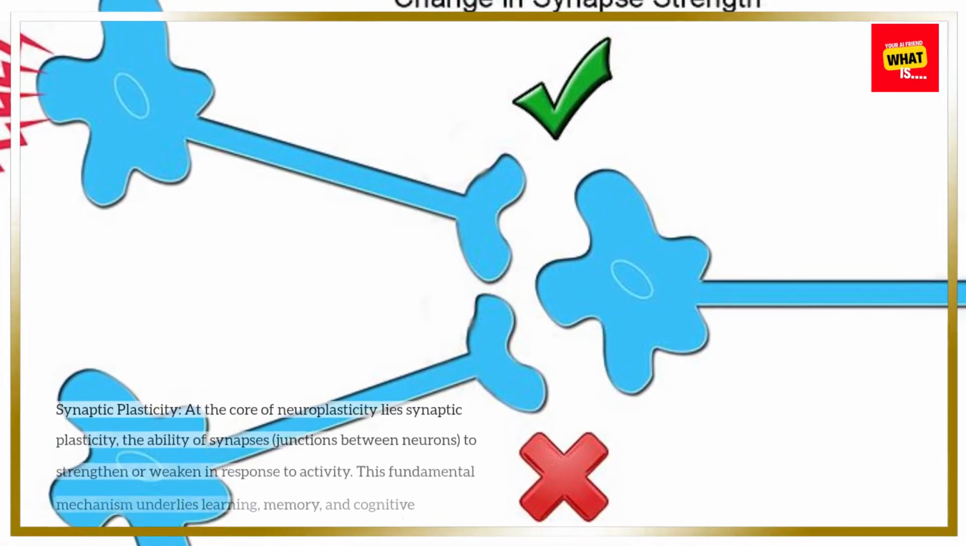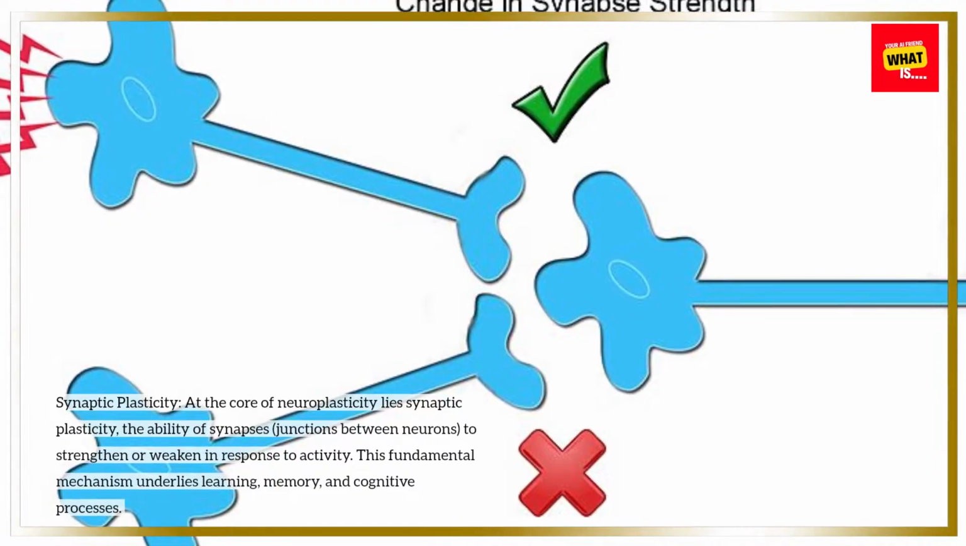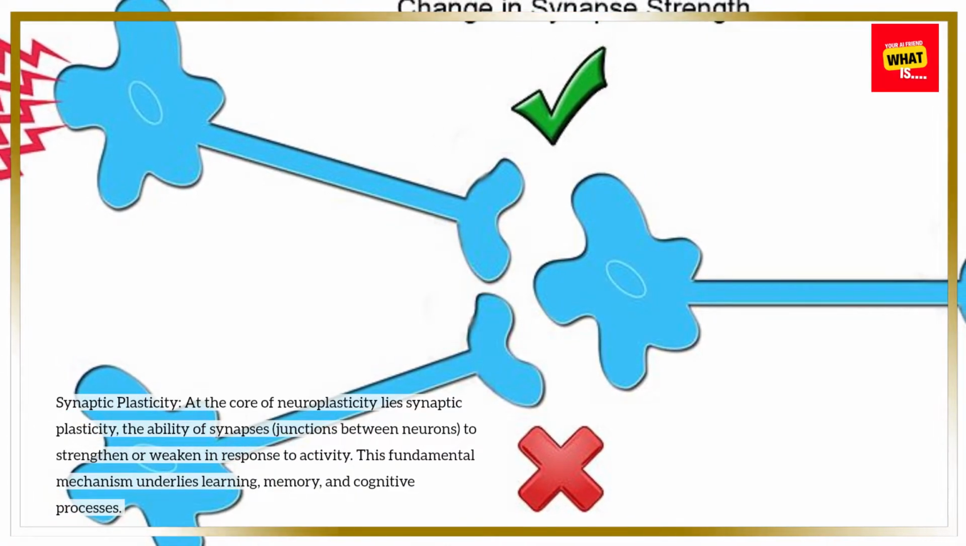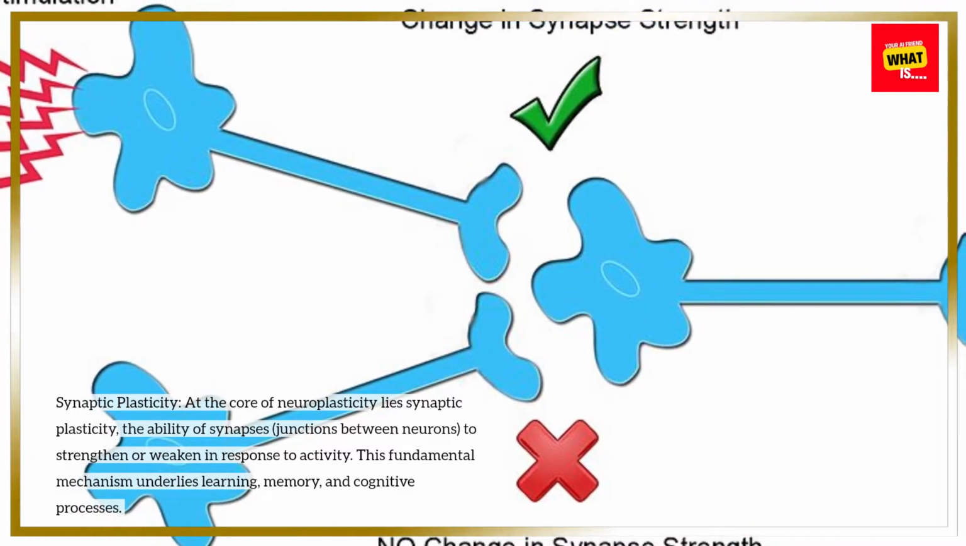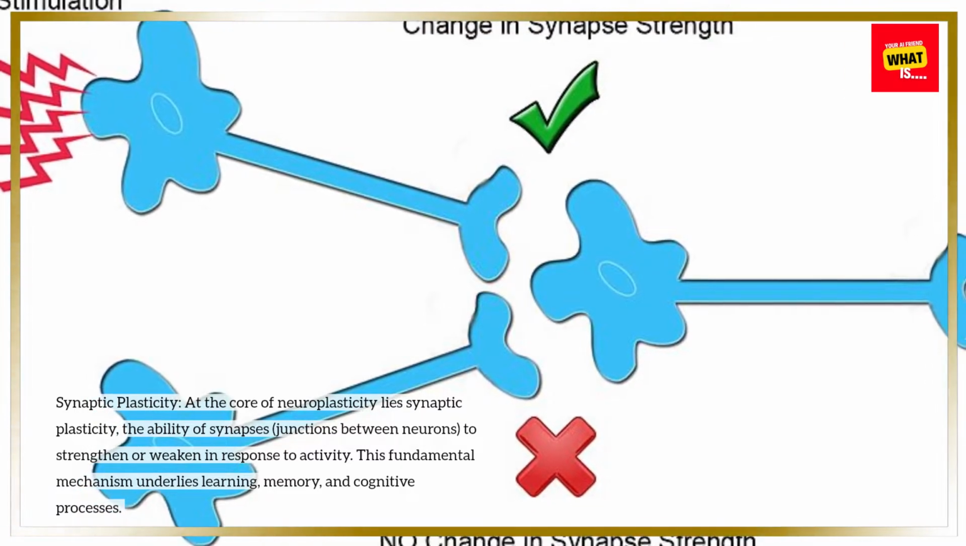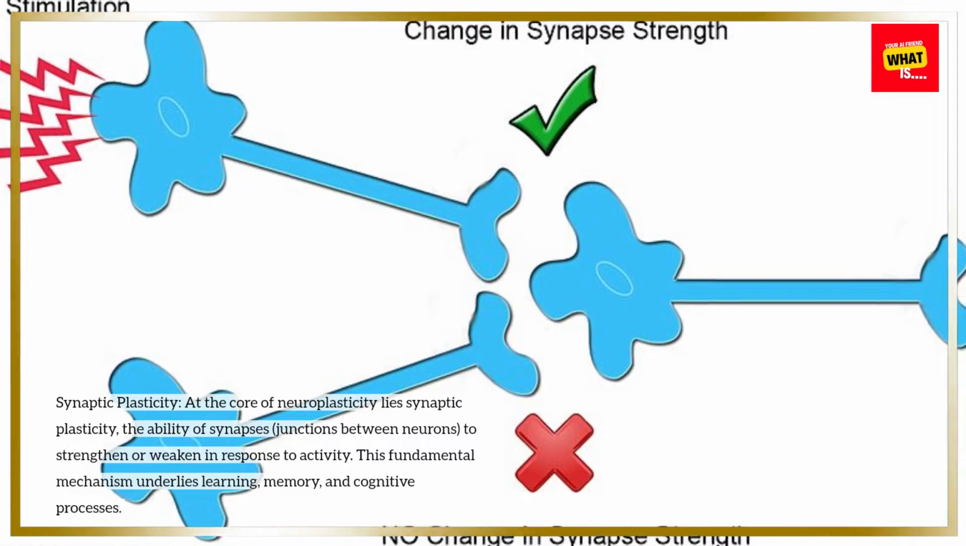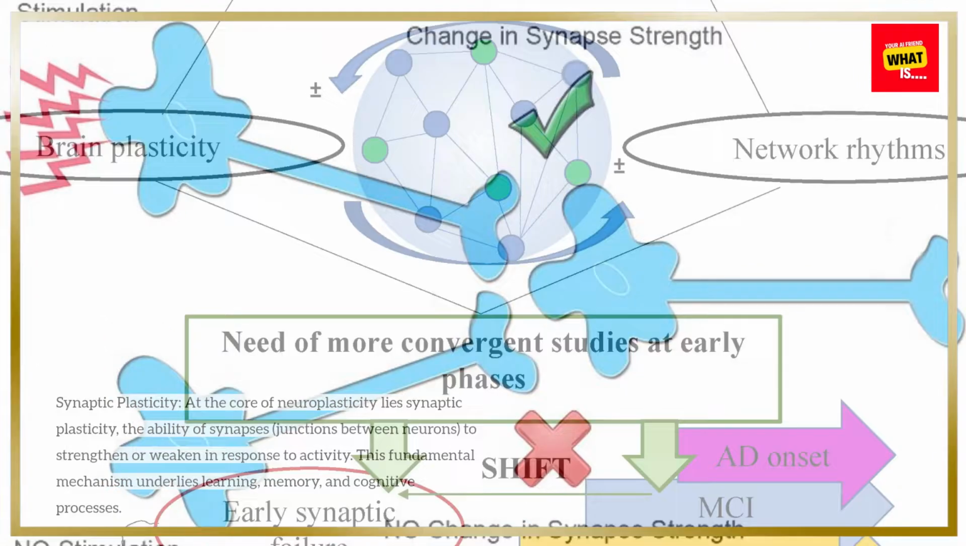Synaptic plasticity. At the core of neuroplasticity lies synaptic plasticity, the ability of synapses, junctions between neurons, to strengthen or weaken in response to activity. This fundamental mechanism underlies learning, memory, and cognitive processes.